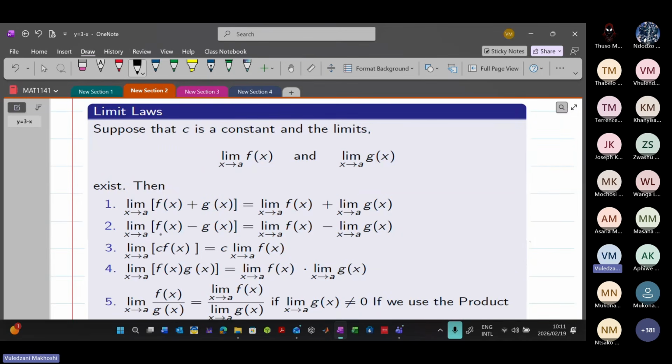Similarly, for subtraction, you can first find the difference between the two functions, then evaluate the limit, or you find the limit of your first function as x approaches A, then the limit of g of x when x is approaching A, then you find the difference. Then this difference will be the same as that difference you are going to get there.